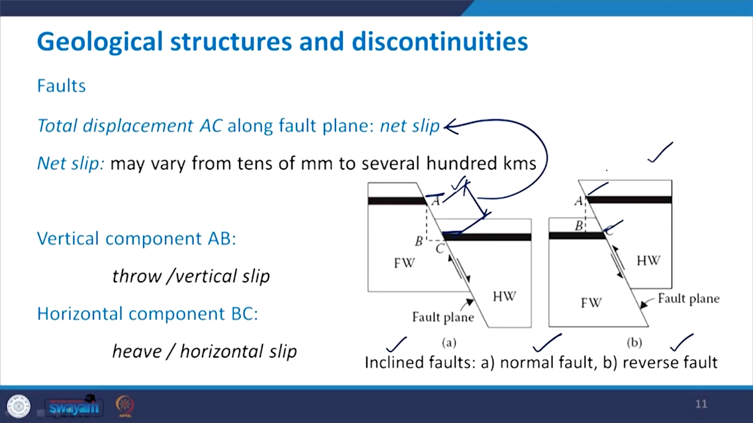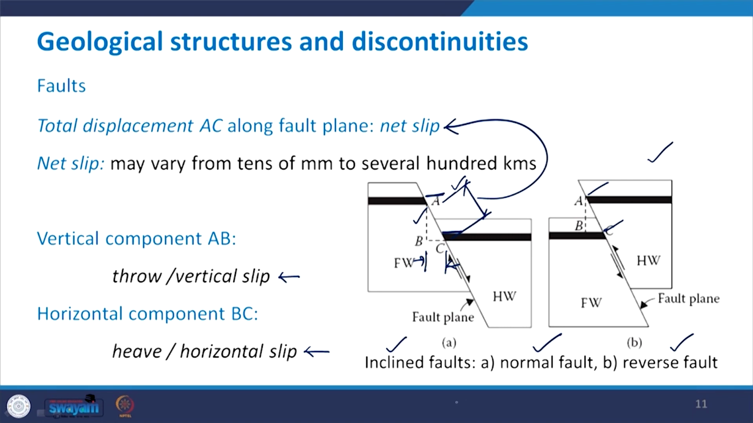Now you see there is the vertical component of this slip, that is the vertical component of this AC is AB, which is called as throw or vertical slip, and the horizontal component, which is this component BC, which is called as heave or the horizontal slip. Please remember, vertical component is throw, horizontal component is heave.